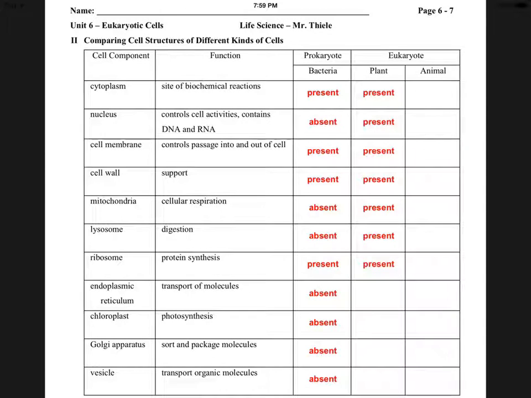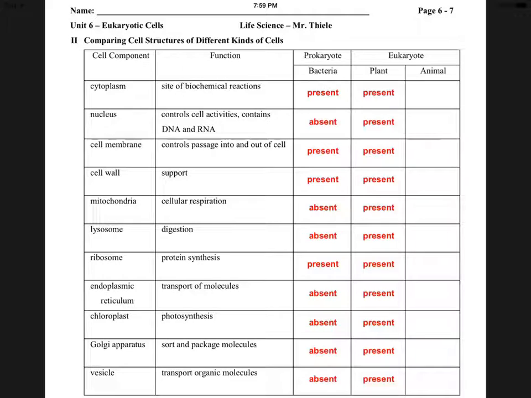They have ribosomes. They do have endoplasmic reticulum to function in the transport of molecules and also the synthesis of proteins and lipids. They do have chloroplasts, and this is one of the characteristics of plant cells, that they have chloroplasts and perform photosynthesis. They do have a Golgi apparatus to sort and package organic molecules made within the cell and send them out where they need to go, like the post office. And they do have vesicles that are used to transport these organic molecules that are sent around. Okay, finally we will look at animal cells.